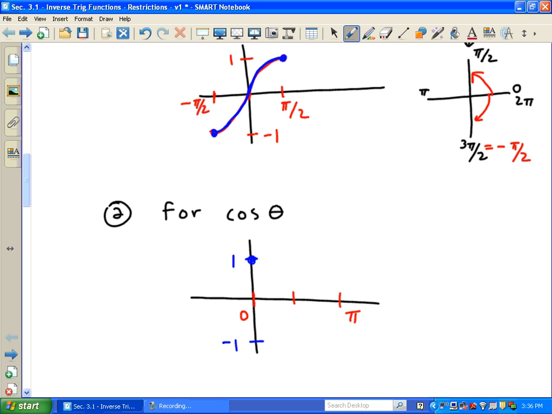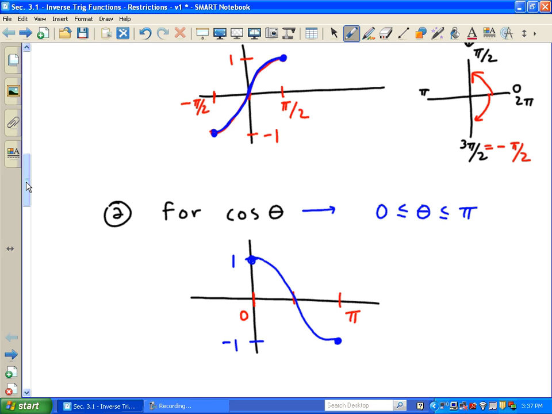I would go through all of my values in between 0 and pi. And so that's the way the graph looks in between 0 and pi for cosine. You see that every single value between 1 and negative 1 is gotten, but those values are not repeated. So on this particular one, for cosine, the restriction on the angle is anything in between 0 and pi.